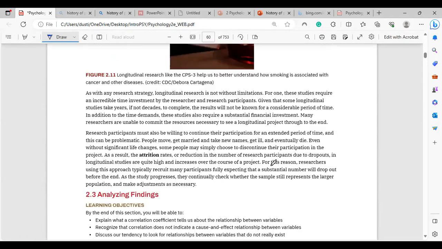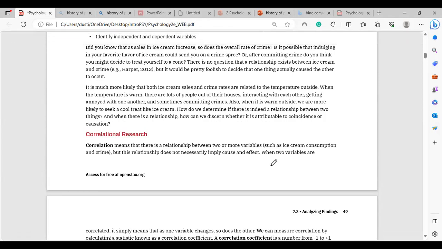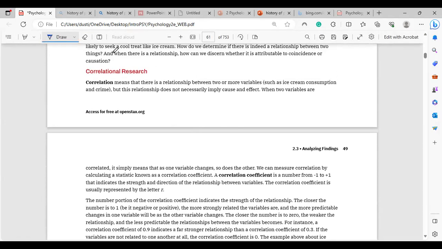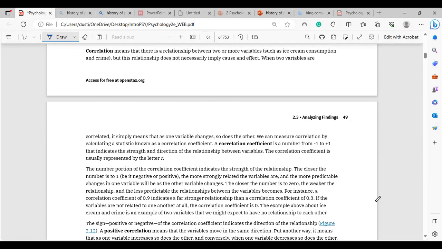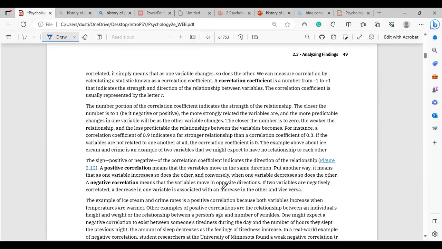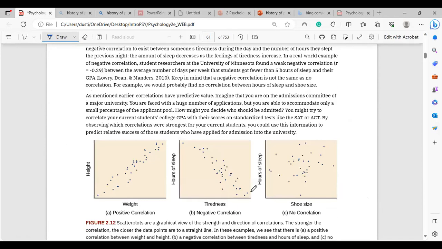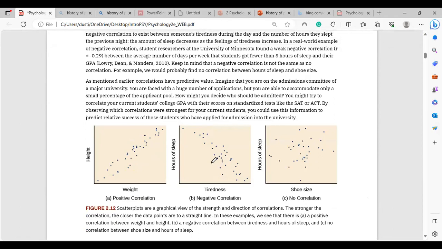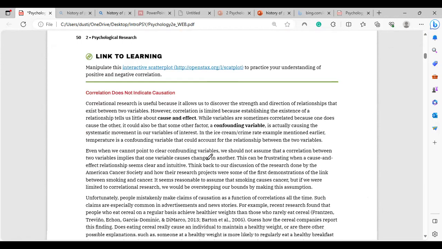Let's see here. Analyzing findings, correlation research. If you ever go into your master's in the field of psychology, you will do a lot of research in correlation and in the numbers. Positive correlation and negative correlation, and this is exactly what it means. If you have any questions and you feel you need more information, I will make separate videos.